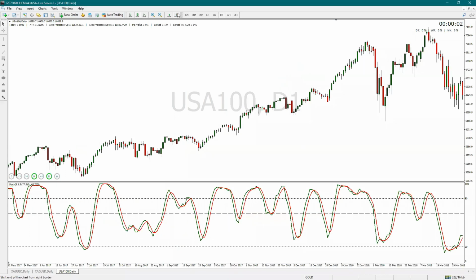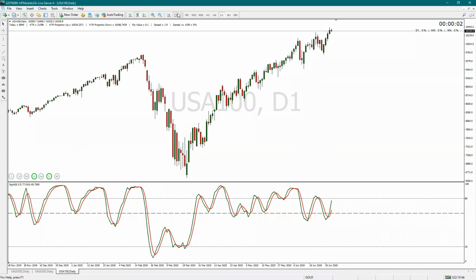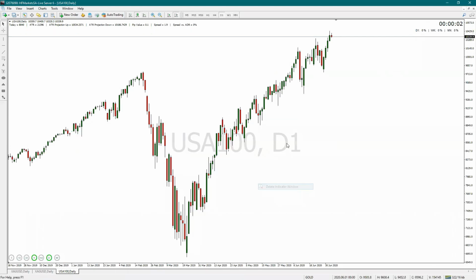Okay, so it is not wise for one to buy where it is. Let's just get rid of this. It is not wise to buy where it is. I was just trying to show you this stochastic oscillator, that price is extremely overbought. That is not a big deal.